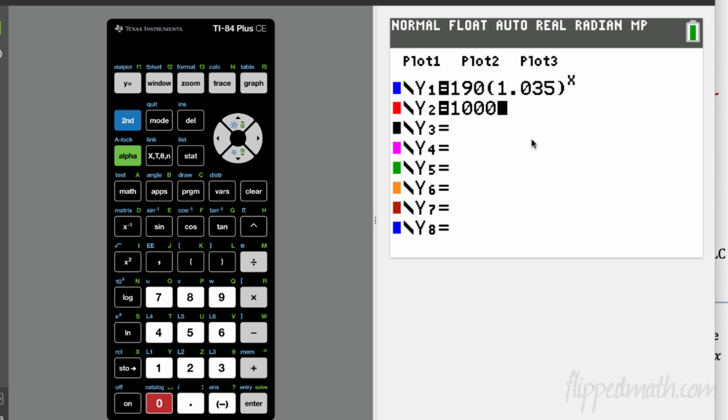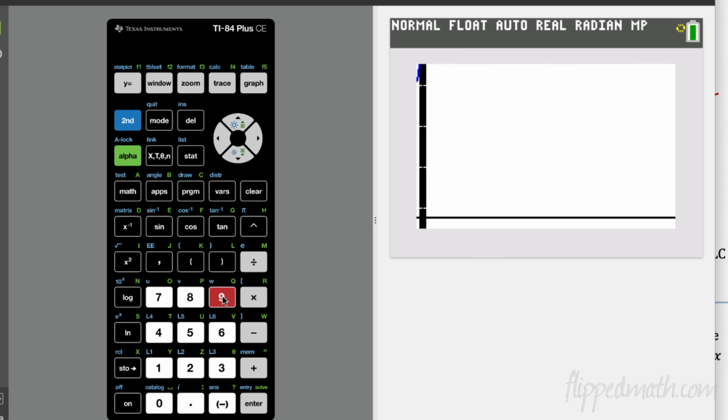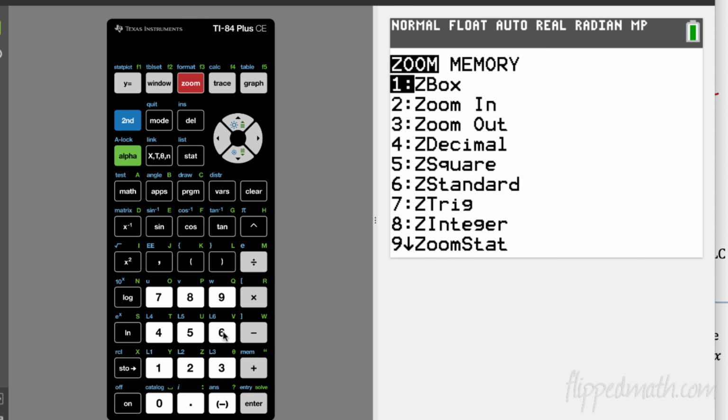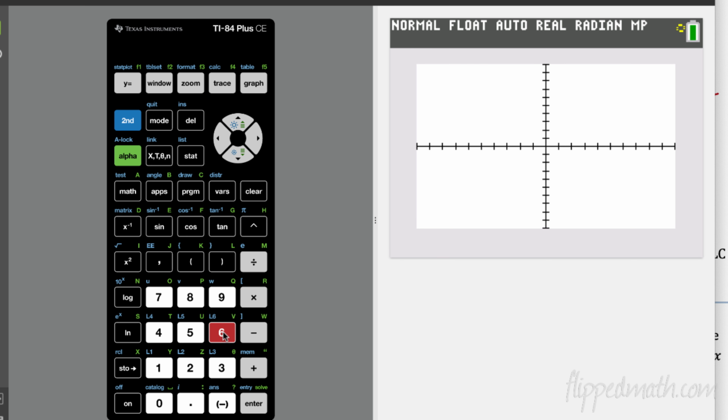Just to clarify what's going on here: this is the function that tells you how many cell phones Sully is selling, and this is 1,000. It's a constant function that just lets you know where 1,000 is. Now hit Zoom 6, our standard window. And obviously there are no functions visible on here.